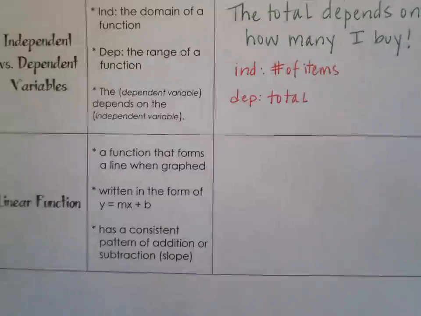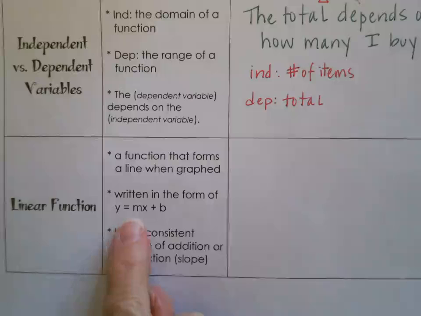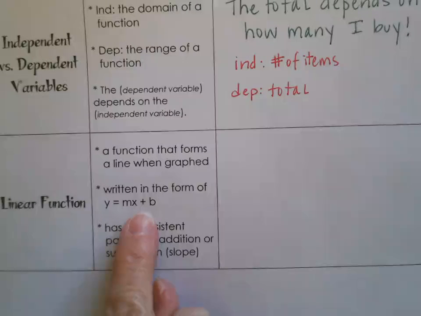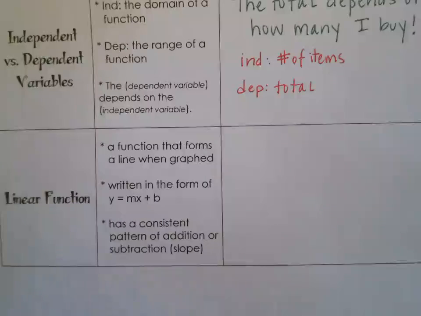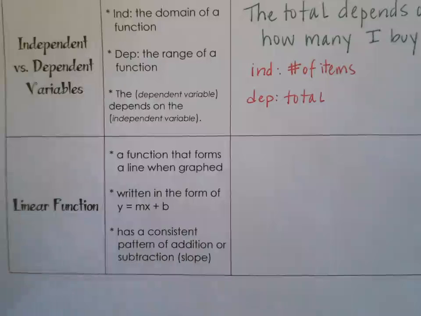All right, last one, a linear function. So this is building up to Unit 5, which was the entire unit on linear functions. But a linear function is a function that creates a line when we graph it. And it always follows the form y equals mx plus b. If you can't fill in y equals mx plus b, then it's not a linear function. A linear function makes a line because there's a consistent pattern.